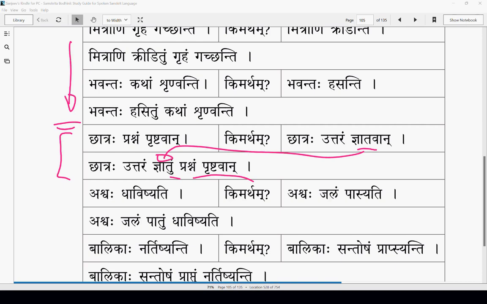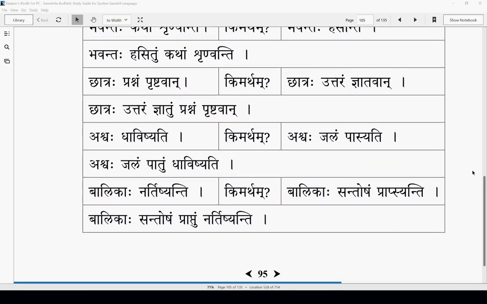It may happen today. Then ashva dhavishyati, kimartham ashvaha jalam pasyati. Dhavishyati. Here also we have used bhavishyat kala. Jalam patum, to drink the water. Dhavishyati, it runs in future. So after it runs in future, the panakriya, drinking, will happen after that. We don't know when. Then balikaha nrityashyanti, kimartham balikaha santosham prapsyanti. So prapsyanti is bhavishyat kala.